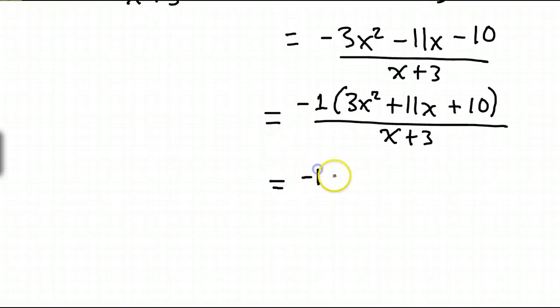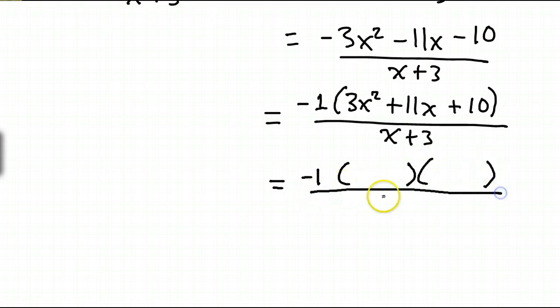Let's see, so I've got negative 1. It's probably going to be a binomial times a binomial. Okay, 3x squared, that's looking like 3x times x. Okay, 10. So it would factor like this.